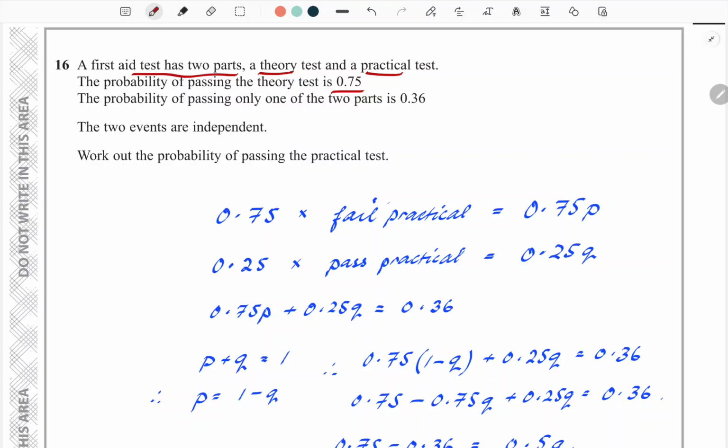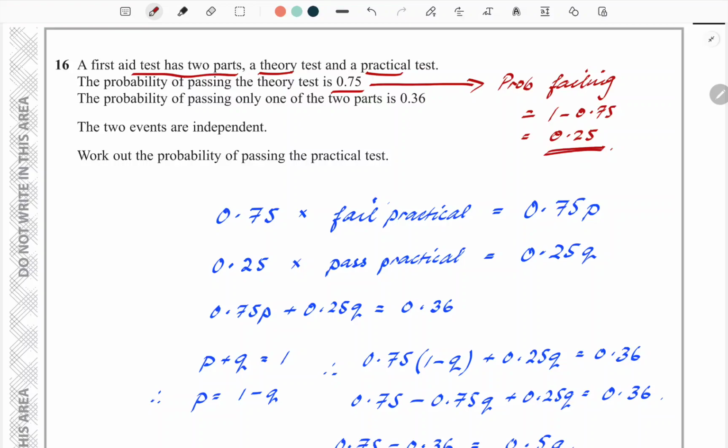Now, here's the really important bit. If the probability of passing is 0.5, then the probability of failing equals 1 minus 0.75 equals 0.25. That is critical. You must use that information, must spot it.